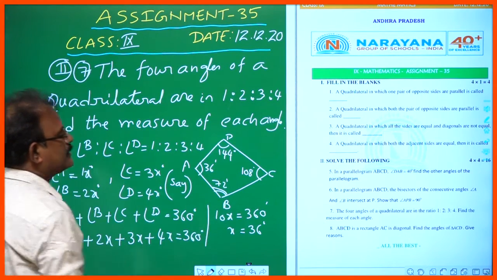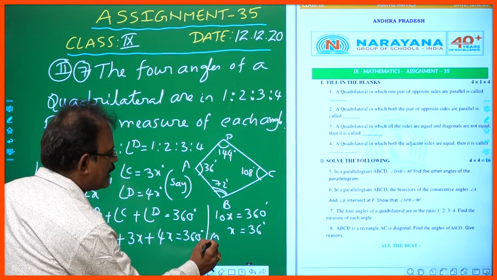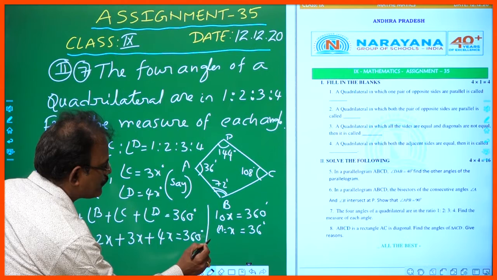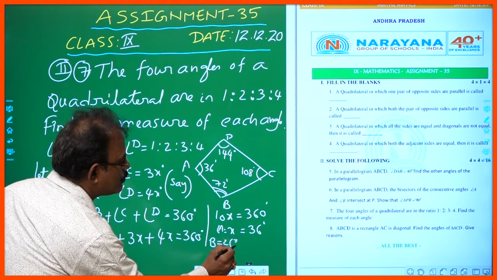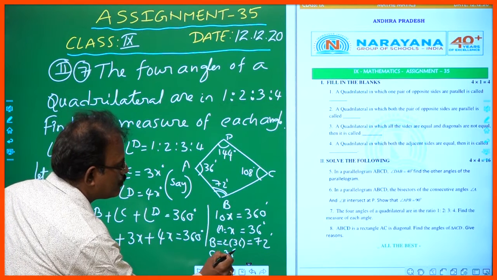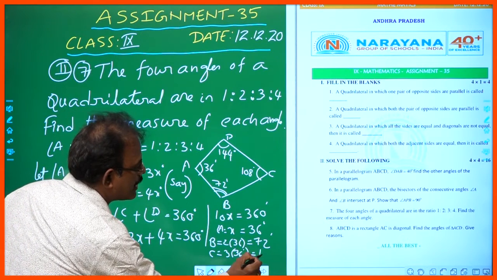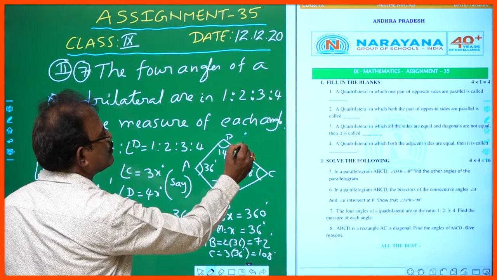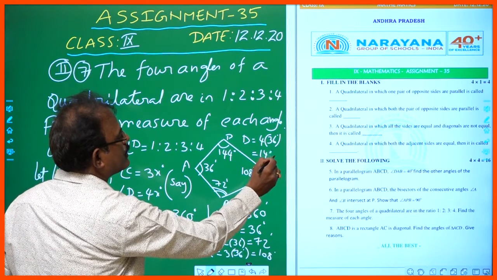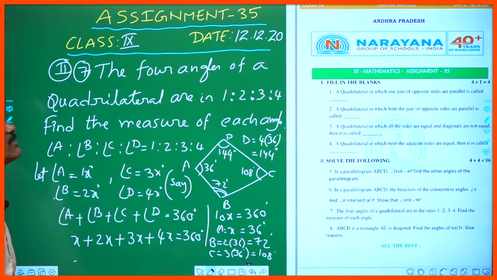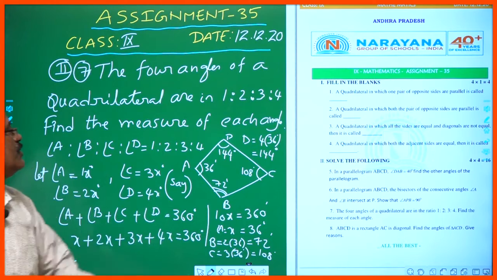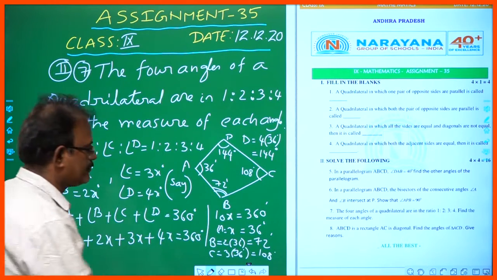Okay, children, like that we can say angle A is equal to x is equal to 36 degrees, B is equal to 2 into 36, 72 degrees, C is equal to 3 into 36, 108 degrees, and angle D is equal to 4 into 36, that is 144 degrees, children. So these are the angles in a quadrilateral according to the given ratio. This is the explanation for question number 7.